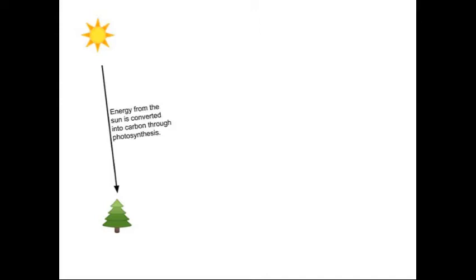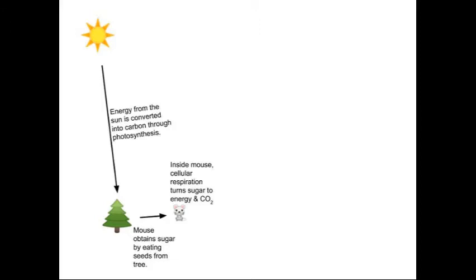There we go. So now we can say that that plant is going to take energy from the sun and convert it into sugar through photosynthesis. And from there, it's straightforward enough to add in an animal. In this case, I'm going to pick a mouse that consumes something from that plant, probably seeds, and converts that sugar into energy using cellular respiration.